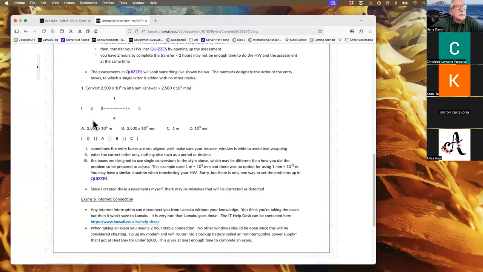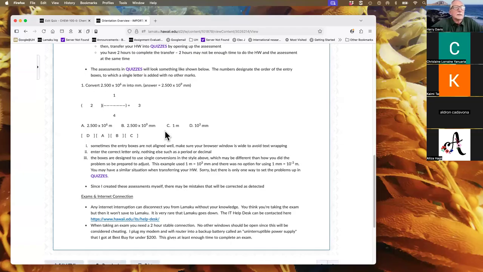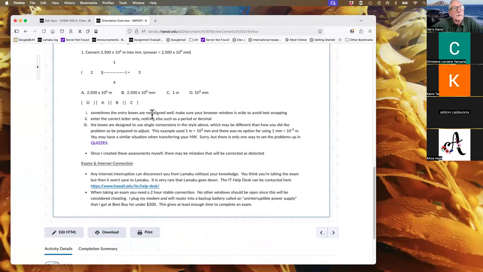So you would put, and number 1, let's see, this is meters, that would be millimeters. You would put 1 would be D, like so many millimeters, and that number 4 would be C, right? And this is the answer, so that would be 3. And this is what you start with, which would be 2. So the entry boxes are fairly well aligned now. When I first did it, they weren't, but they're fairly good now.